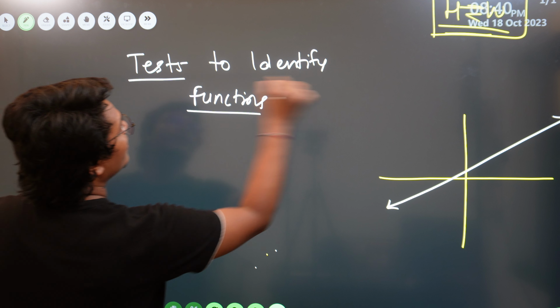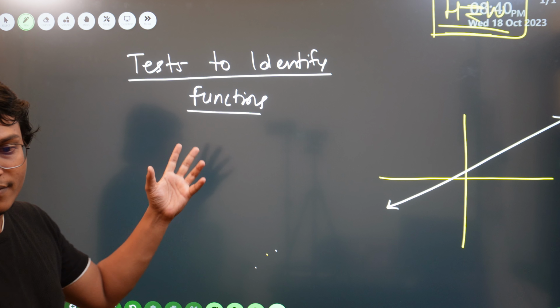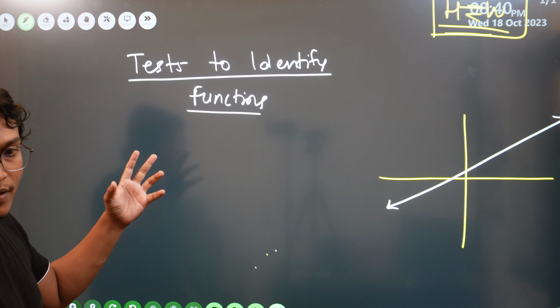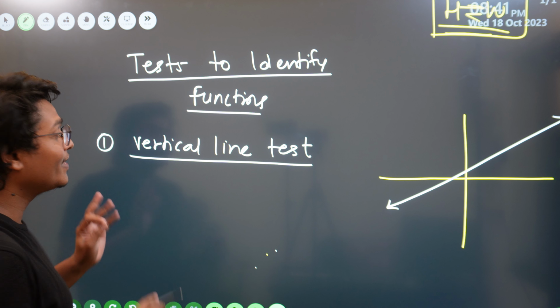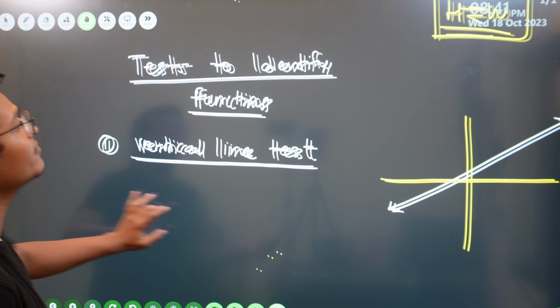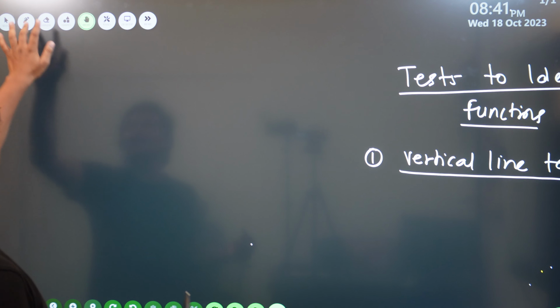This is applicable on a graph. This is to identify whether it is one-to-one or many-to-one. First test is the vertical line test. Now what is the meaning of vertical line test?